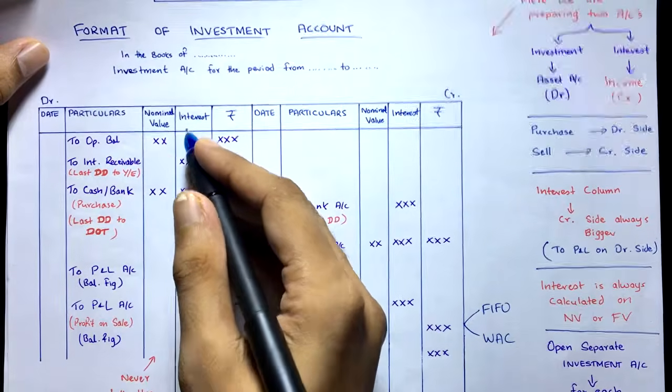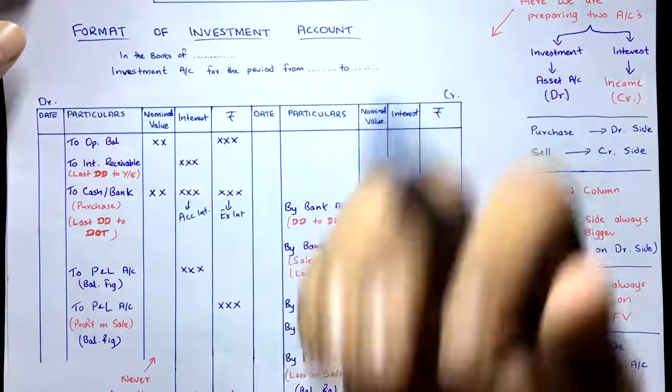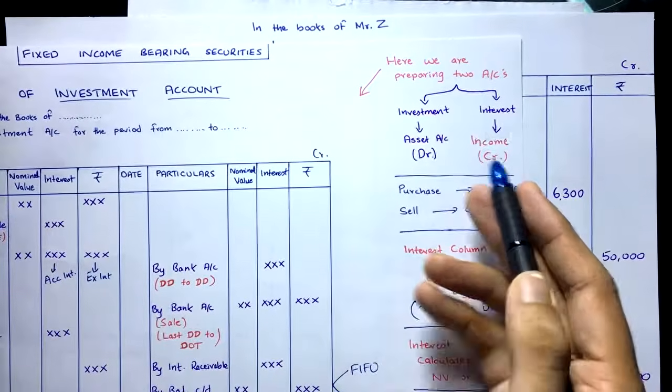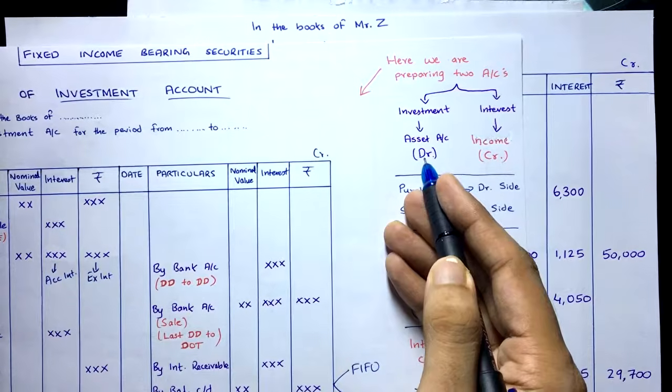Interest is which type of account? Income account. Interest on investment, right? You get the interest. So that's an income account, so it has a credit balance. And investment is what? Asset account. It has a debit balance, right?